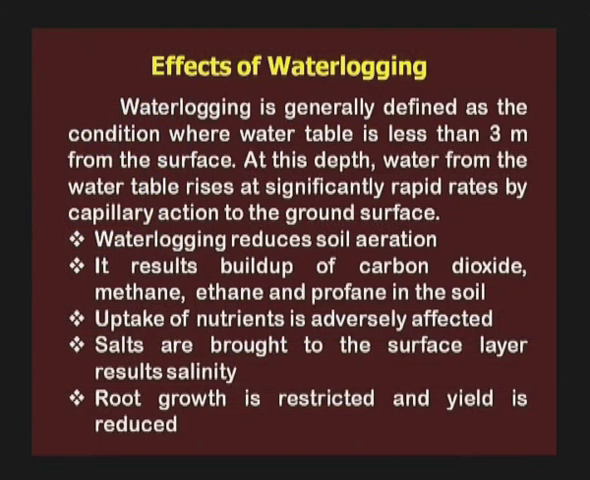Effects of waterlogging. Waterlogging is generally defined as the condition where water table is less than 3 meters from the surface. At this depth, water from the water table rises at significantly rapid rates by capillary action to the ground surface. Waterlogging reduces soil aeration. It results in buildup of carbon dioxide, methane, ethane and propane in the soil. Uptake of nutrients is adversely affected. Salts are brought to the surface layer, which results in salinity. Root growth is restricted and yield is reduced.